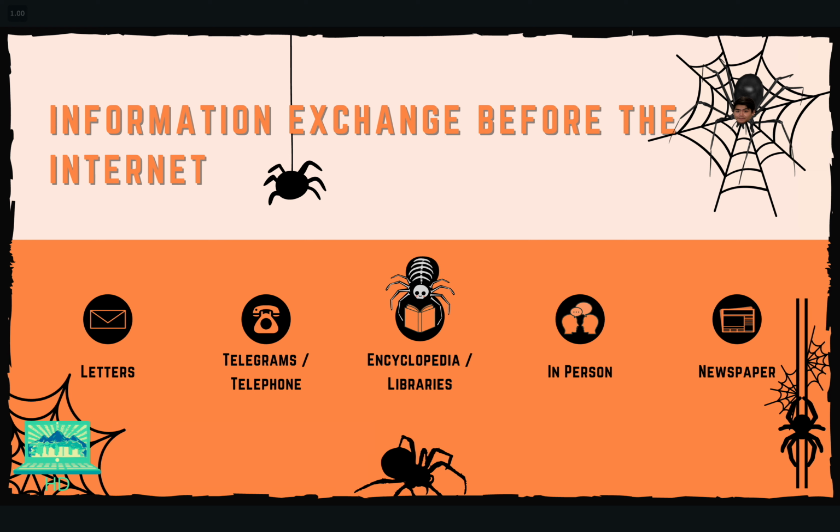You can also exchange information in person, but that's actually not as efficient because you can't really talk to someone unless you travel to them. And also, any news back then was distributed through newspapers or posters or word of mouth and things like that. That's how people got their news, with these types of information exchange back then.